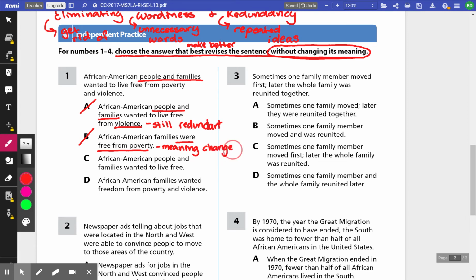So let's look at C. African American people and families wanted to live free. Well, it's still saying people and families, which is wordy and redundant, and they wanted to live free. Well, we don't really know what they wanted to live free from, right? It's eliminated a vital part of the sentence because now we don't know what they want to live free from. And according to the original sentence, we know they want to be free from poverty and violence. So the meaning has changed here, and they have taken out some very necessary stuff.